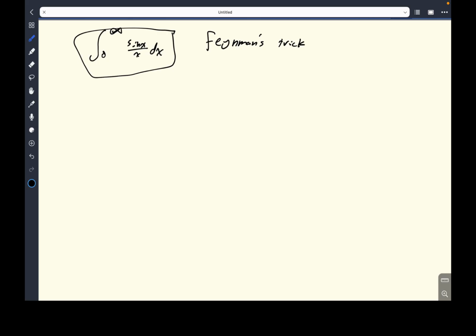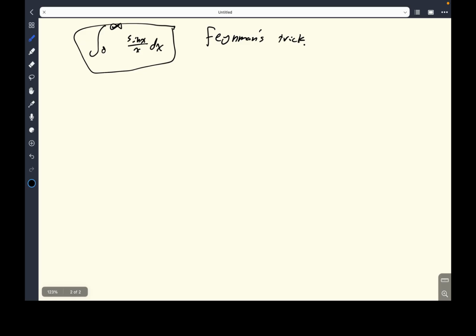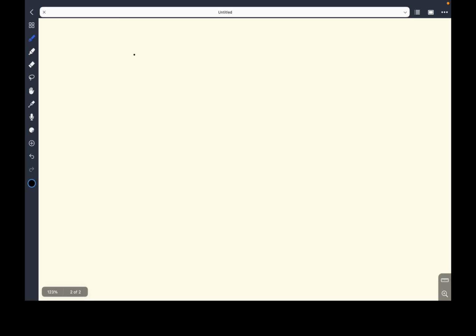You're gonna see, but generally we introduce a new variable, and we try to remove the factor in our equation that causes our problem for differentiation. For example, here, x is really the thing that stops us from being able to differentiate. So I'm gonna define a new function called f of t to be the integral from 0 to infinity of e to the negative tx sine x over x dx.